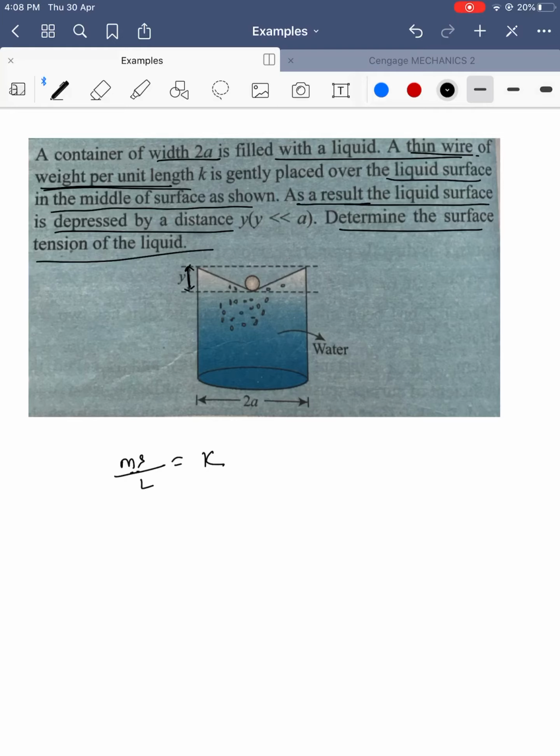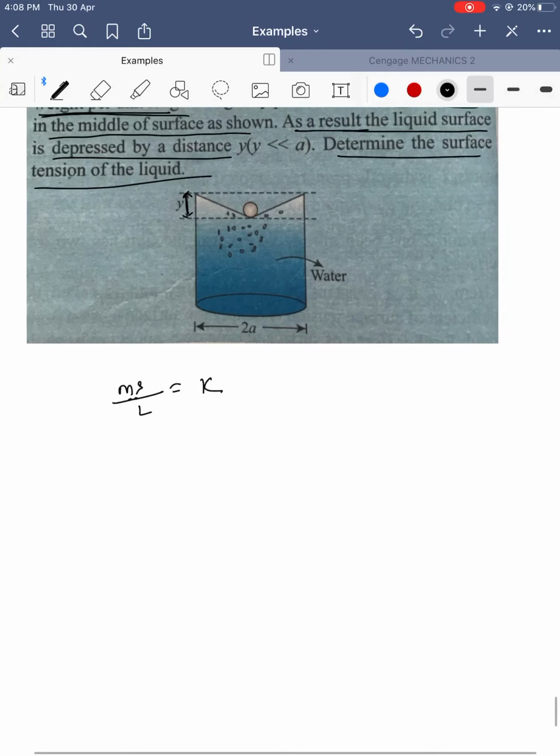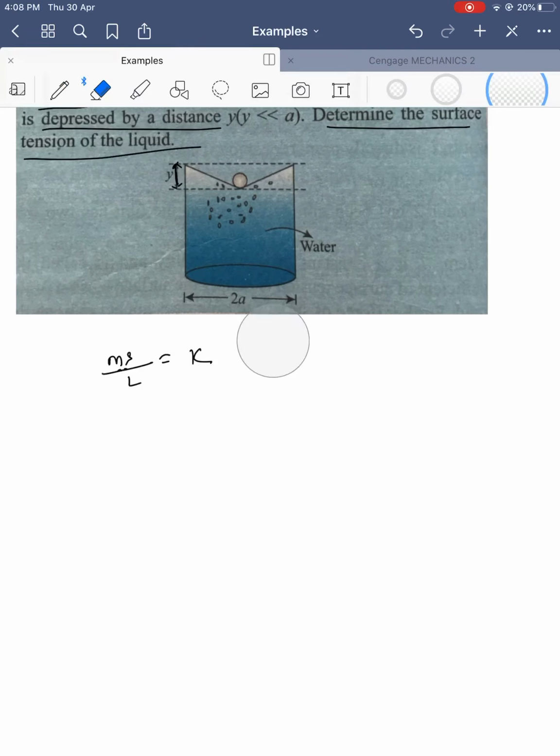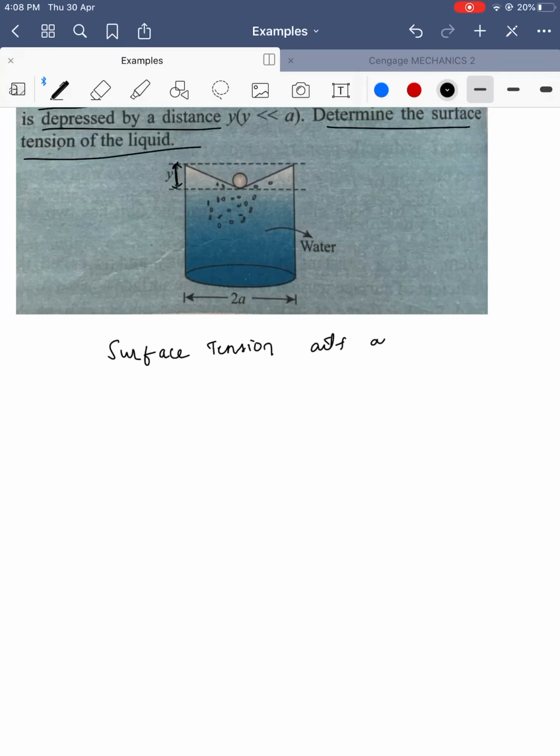To find the surface tension, one important point I want to say with this example is: surface tension acts along the tangent to the liquid surface which is in contact with the body.